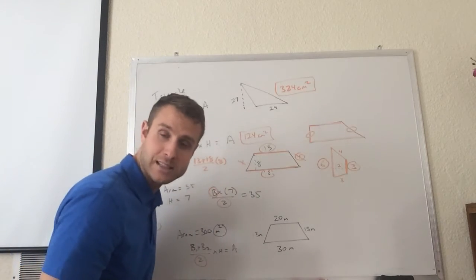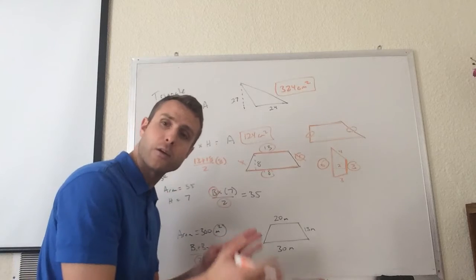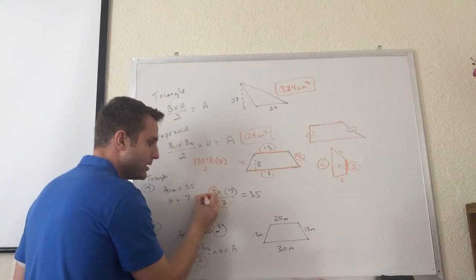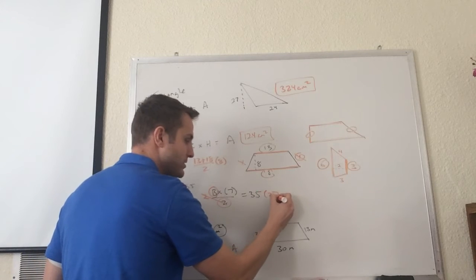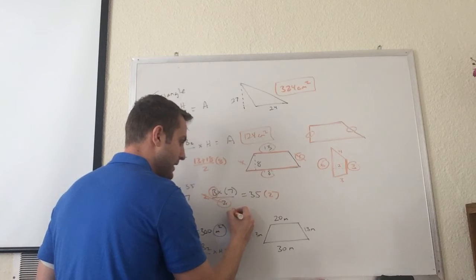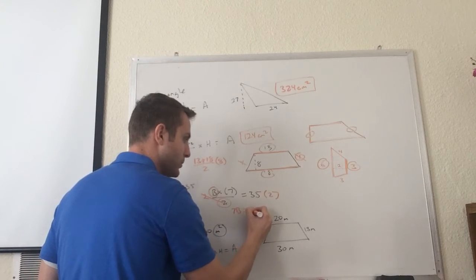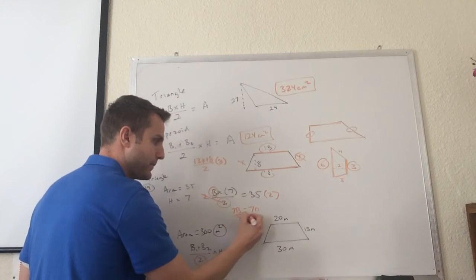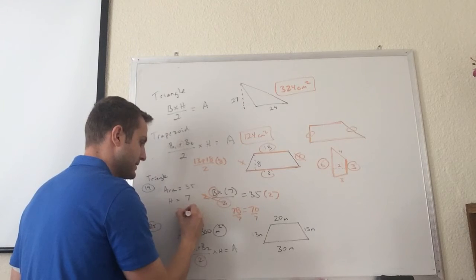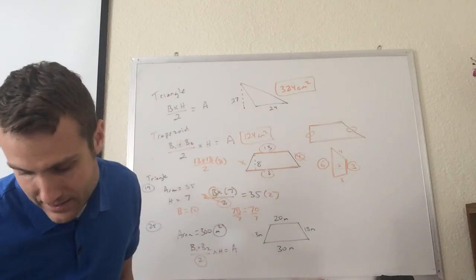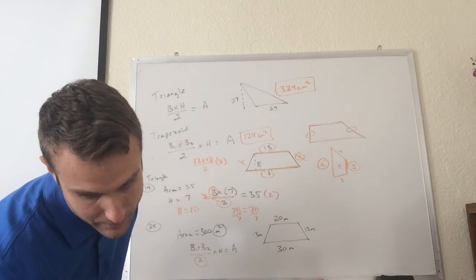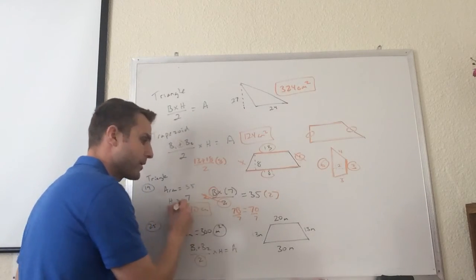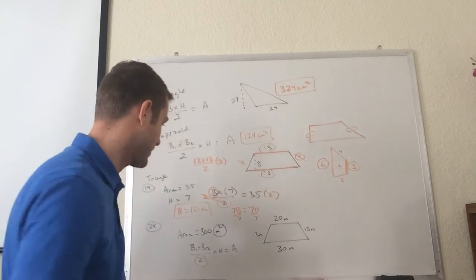So my first step, if they give you the area and they want something else, always start by getting rid of that 2 by multiplying both sides by 2. So now I have 7 times the base equals 70, 35 times 2. Now all I have to do is isolate my base. So my base is 10, and in this case, it is centimeters. Remember, for anything that's not area, I don't square. I only square for area.